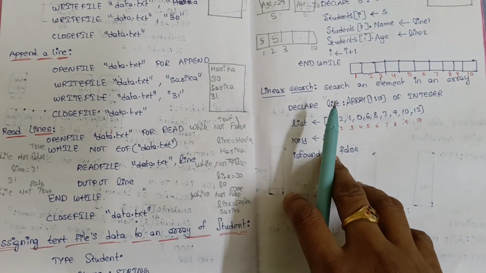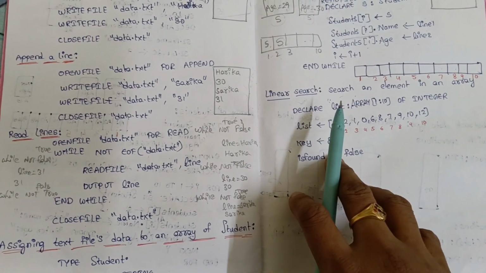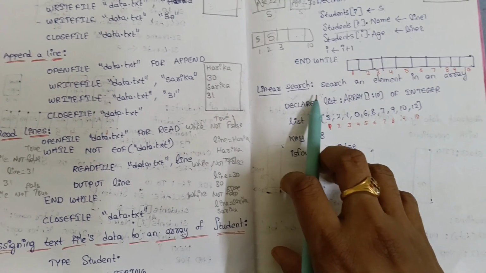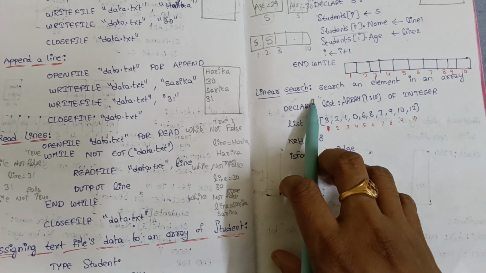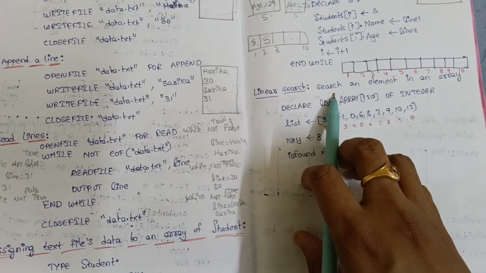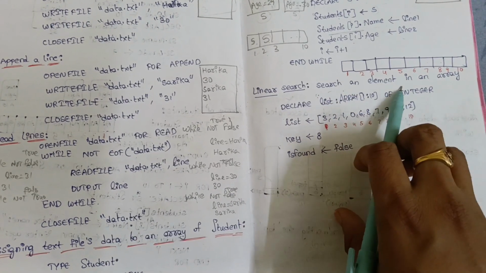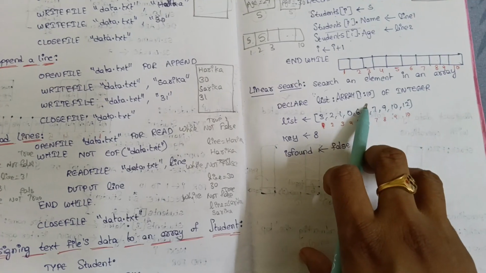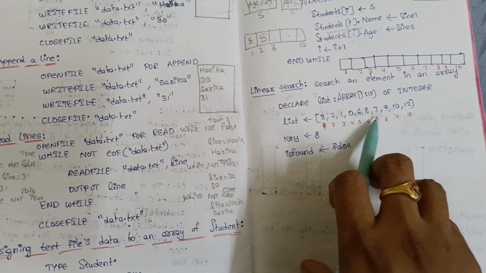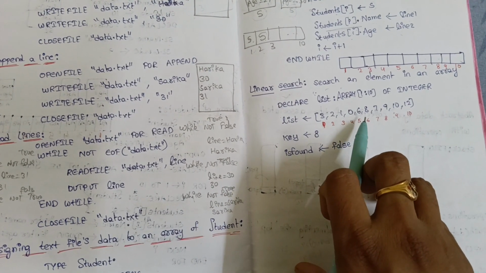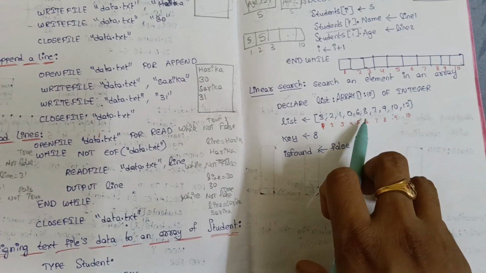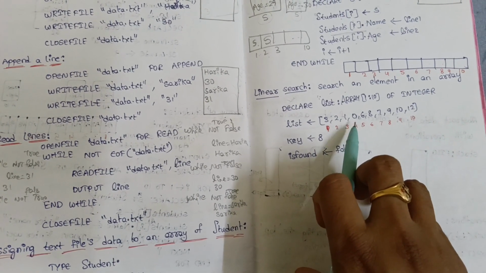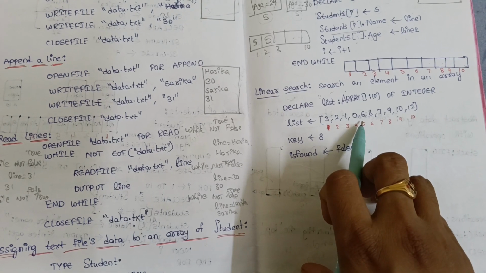Hi all, in this video we'll see the implementation of the linear search algorithm. This is an algorithm or a process which is used to search for an element in an array. That means if you have a list of elements and you want to search for any element in that list, then this algorithm would be helpful to search for that element in the list.